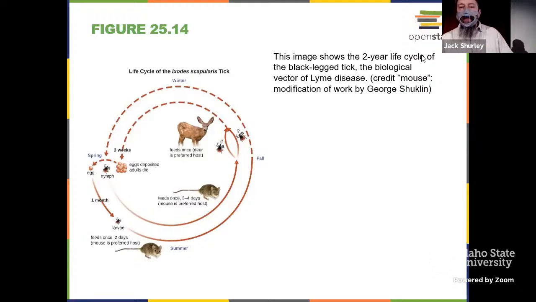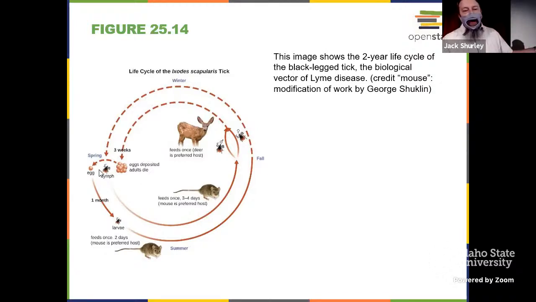With this, the ticks can ensure success because the mother transmits the bacterial infection within the eggs. So when these little nymphs hatch out, the larval stages are already infected, all right? That's good news for the bacterium, right? Not so good news for anything that tick decides to feed upon.